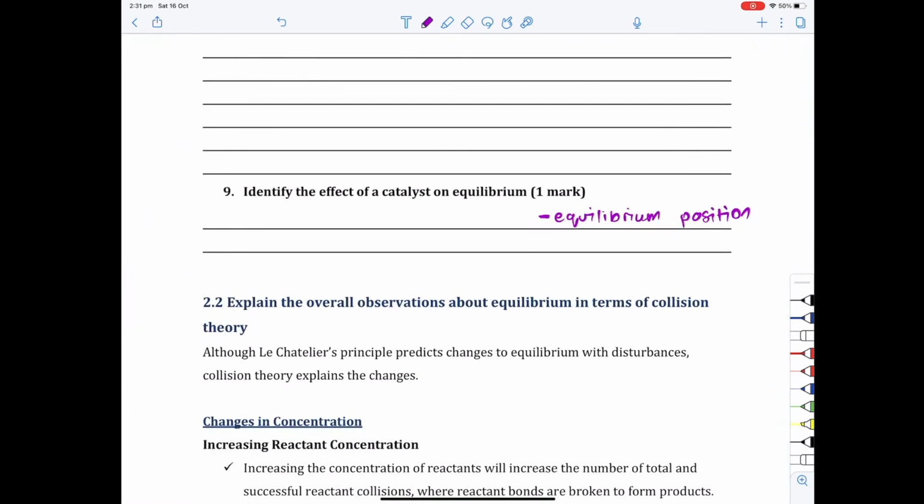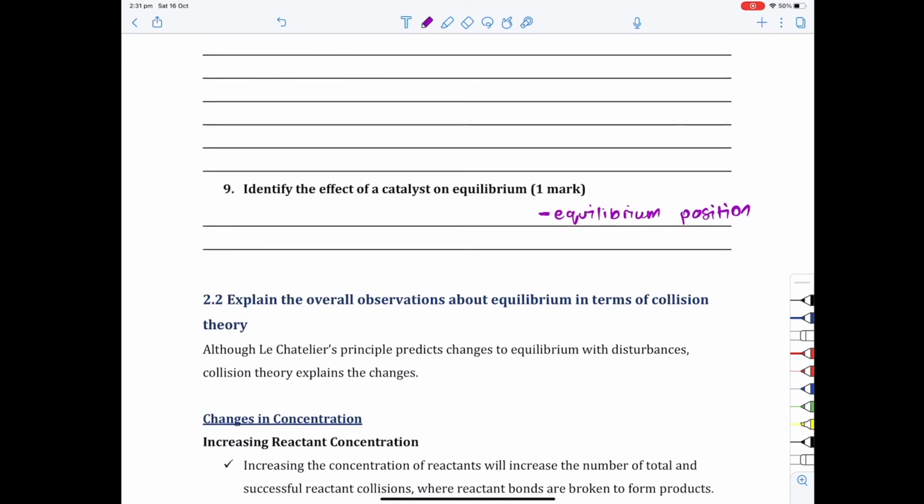Okay. It's like the relative amount of products made to the reactants. It's like the relative concentrations of the products and reactants. I guess that's what it means to me. Yeah, perfect. That's exactly what equilibrium position is, right?